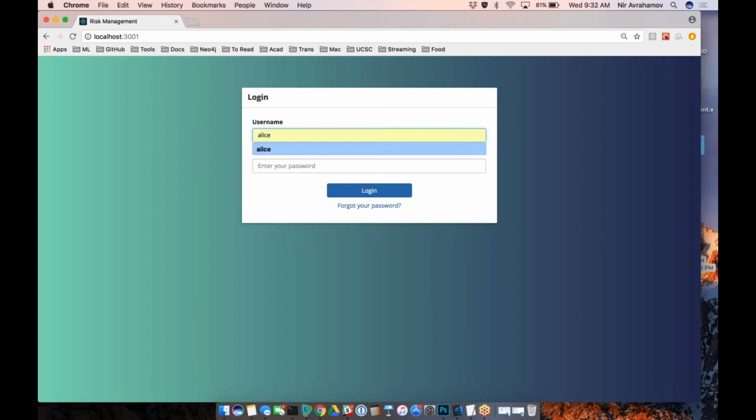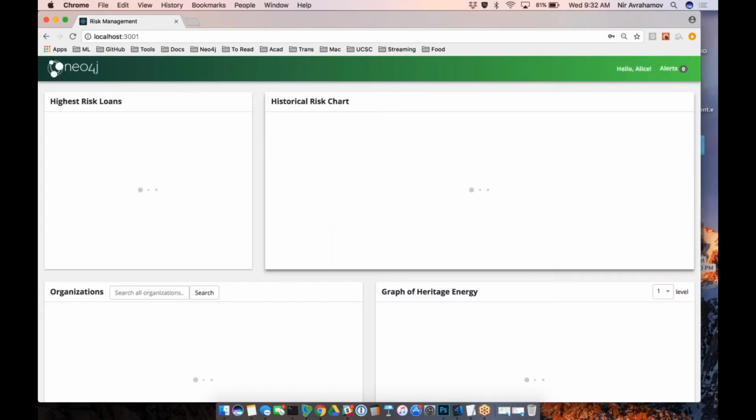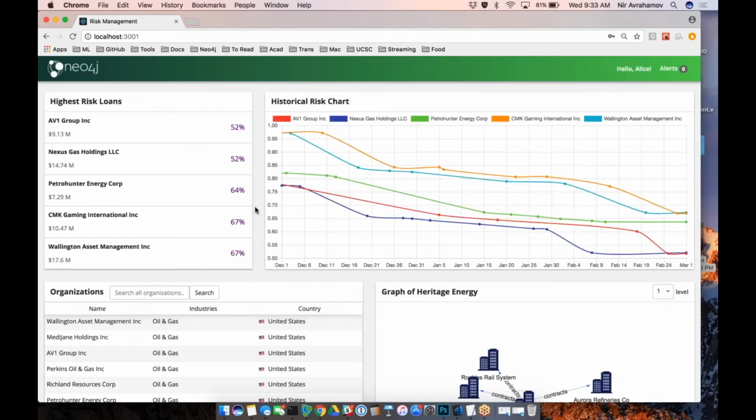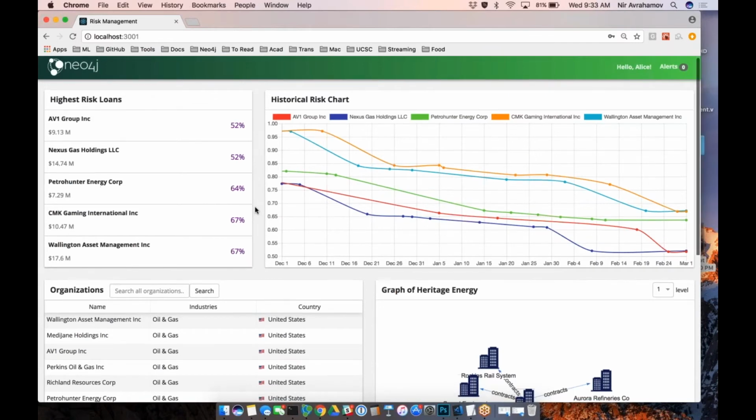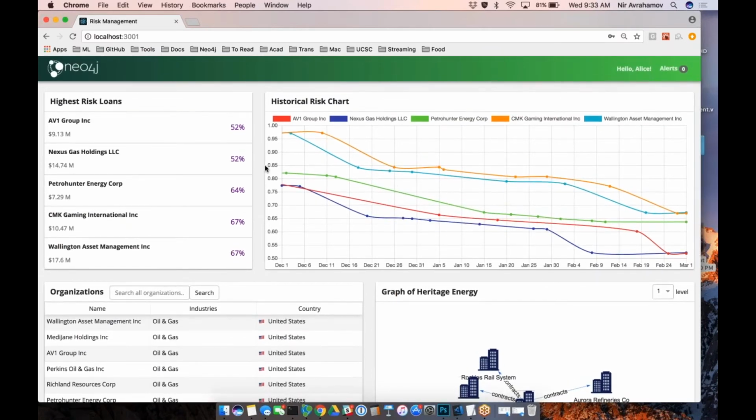So what Nir is doing is logging in as Alice. She's the first analyst, as I mentioned. And as you can see, this is our little application that we're demoing. On the top left, you have the highest risk loans. We have a pretty comprehensive data set here. We have about 1.5 million companies, right, Nir? Mm-hmm. And these are real companies for the most part. We've added a few fictitious companies just to illustrate the demo, so that there are no hurt feelings based on what we are showing here.